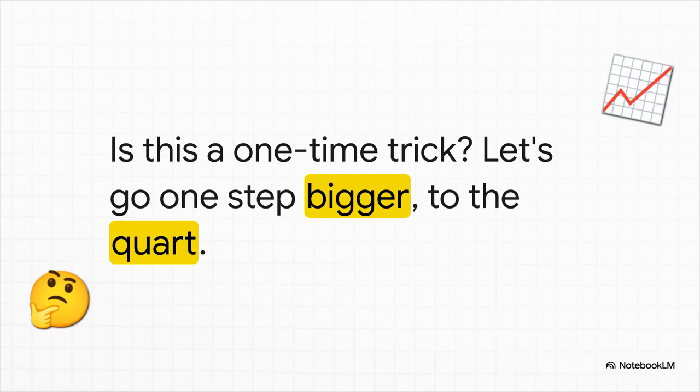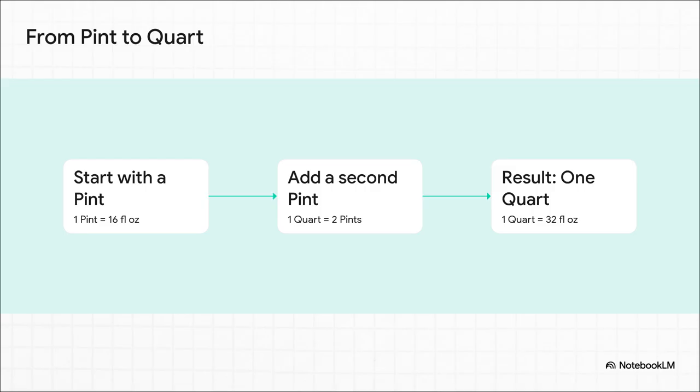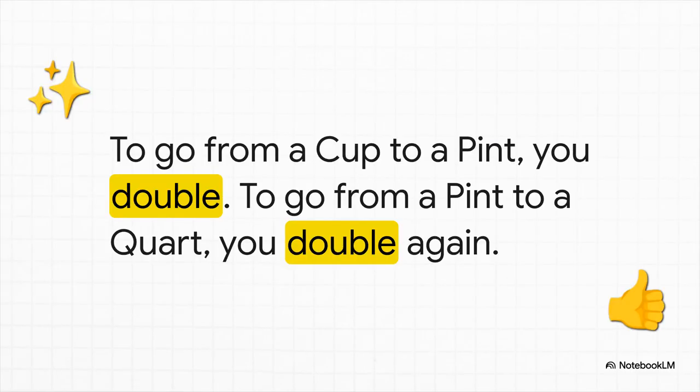Well, to find out, we have to go one size bigger, to the quart. Let's see if our logic holds up. And yes, it works perfectly again. We take our pint, which we know is 16 fluid ounces. A quart is just 2 pints, so what's 2 times 16? 32. The doubling pattern is real. So this is the key insight right here. It's this simple, elegant rule that's been hiding in plain sight all along. From a cup to a pint, you just multiply by 2. From a pint to a quart, you multiply by 2 again. It's not random. It's predictable.